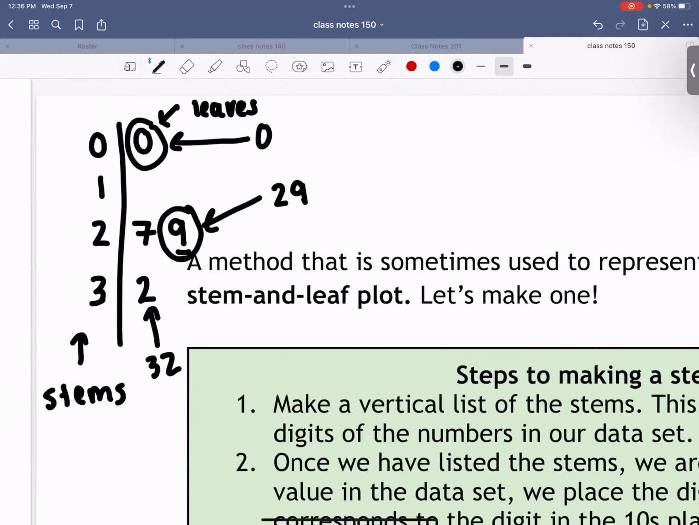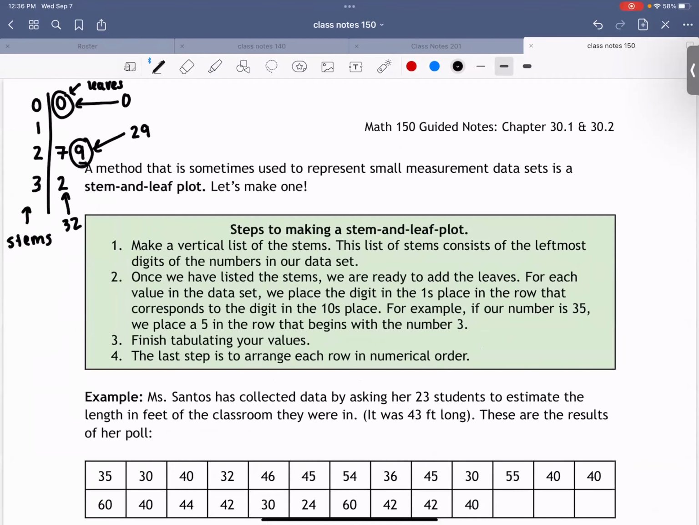Okay. When we make a stem and leaf plot, we have a couple of steps. The first thing you want to do is make a vertical list of all the stems. So you want to figure out what sort of stems you're going to have. Number 2, once you figure out what the stems are, you're going to add the leaves. You're going to do this in kind of a random order. You're just going to put them on the plot, and that'll make more sense when we do an example. We're going to finish tabulating the values. And the last step is to arrange each row in numerical order.